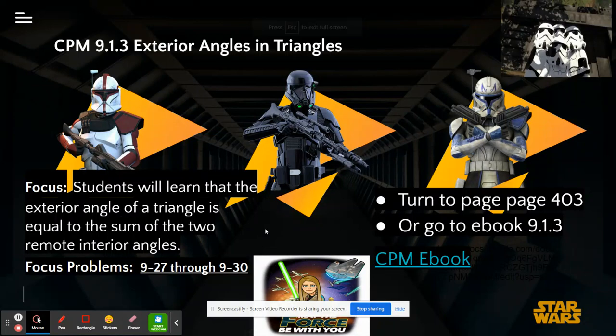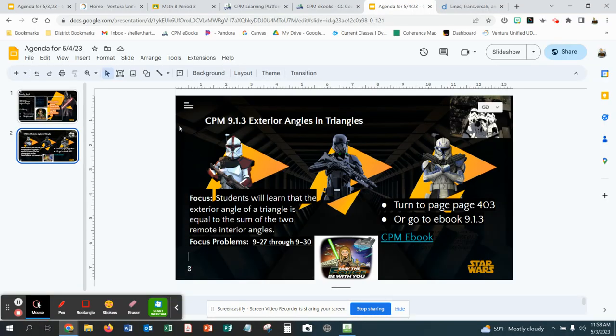Hi, this is CPM 9.1.3, exterior angles and triangles. The focus today is that students will learn that the exterior angle of a triangle is equal to the sum of the two remote interior angles. I'll explain that more. All right, get your notebooks out.